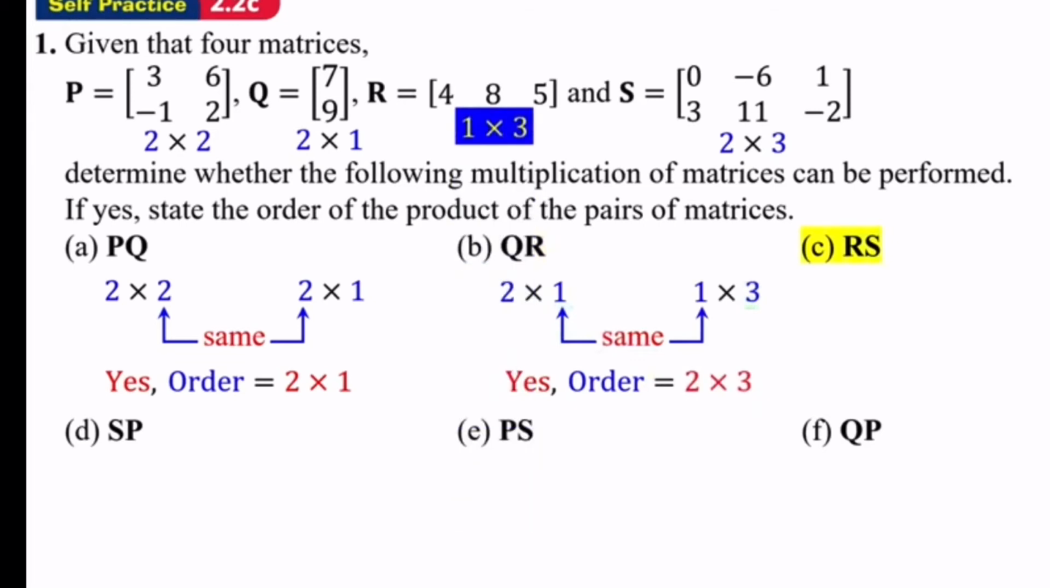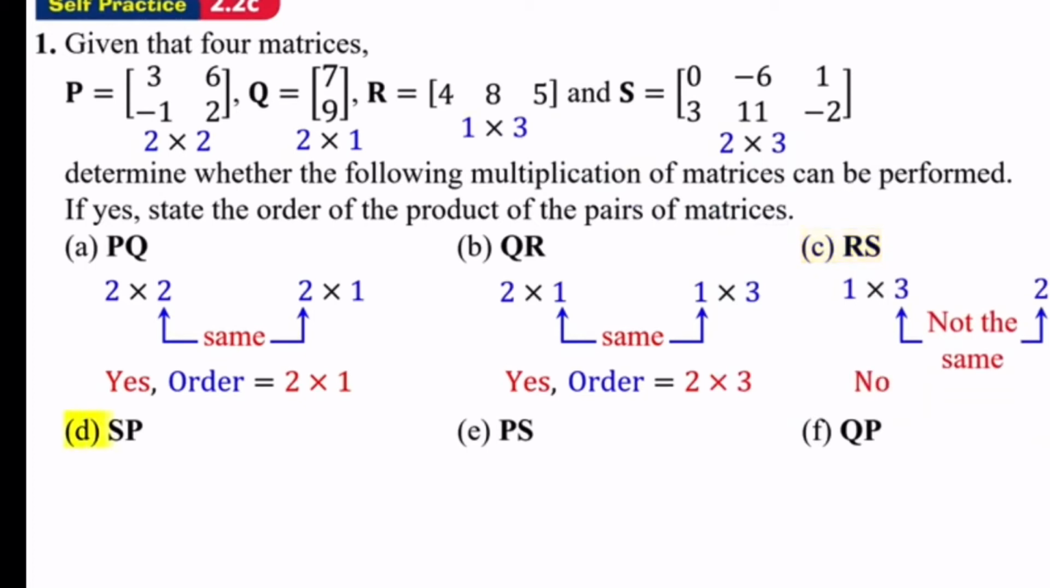Okay, let's see R and S. R is 1 by 3 and S is 2 by 3. So it seems like we can't multiply because they are not the same. The number of columns for R is not the same as the number of rows of matrix S. Alright, so it cannot be performed. S and P: S is 2 by 3 and P is 2 by 2. So the answer is no, it cannot be multiplied.